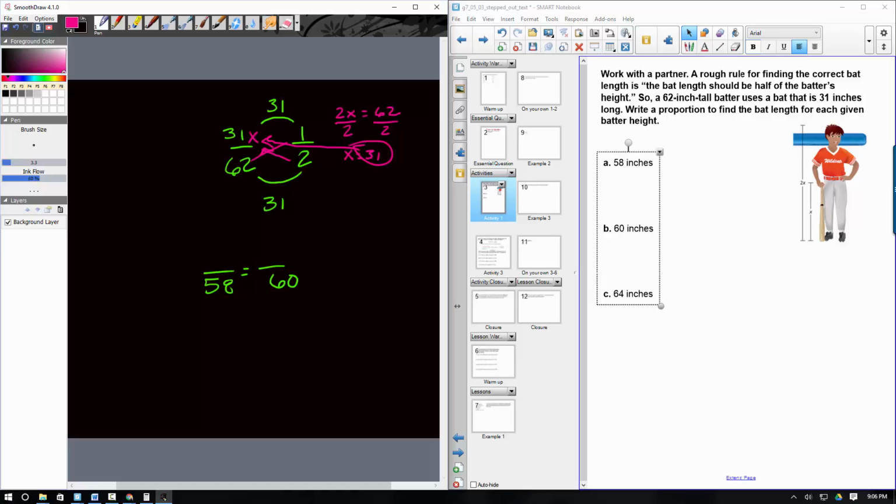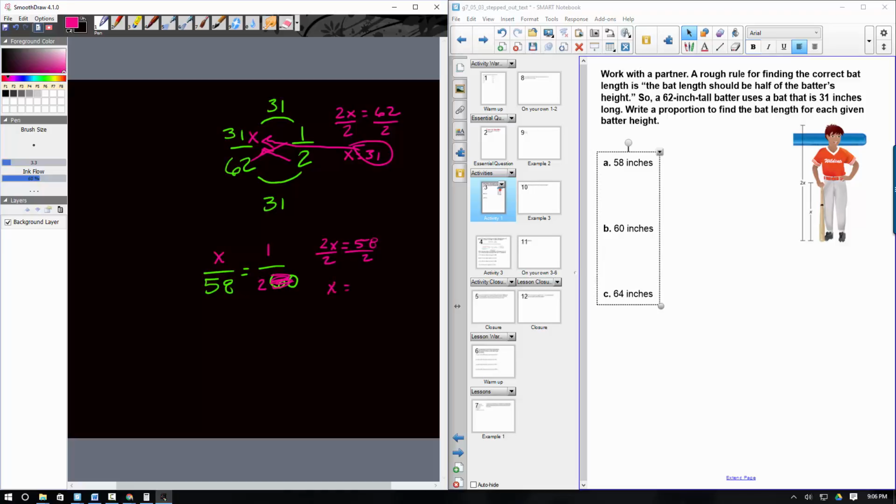So let's do the same thing here. I don't know what it should be. I know it's x. I know that this one here has got to be 1/2. So let's do that means and extremes property here. So I'm going to have 2x equals 58. And when I divide by 2 and divide by 2, I know that half of 58 is 29. So 29 is the answer.